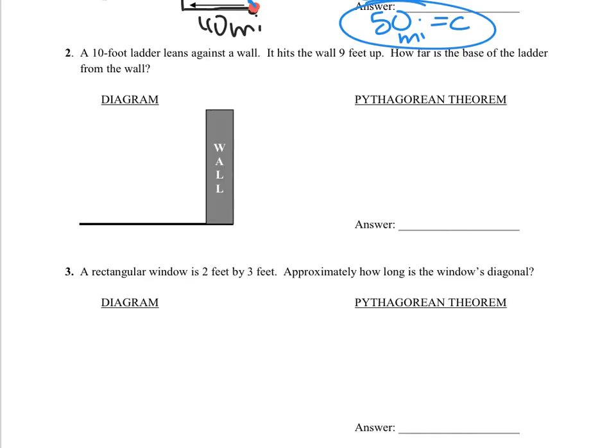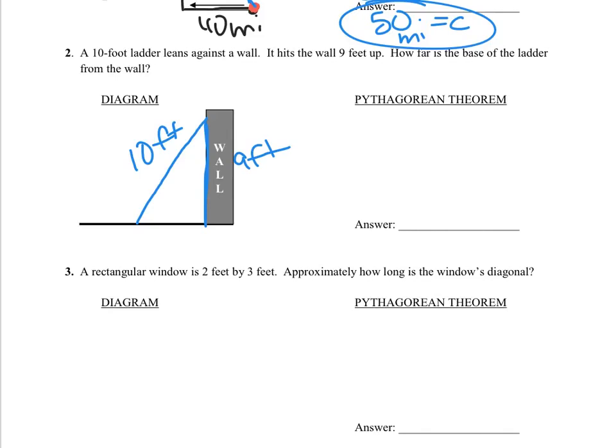Okay, on number two, it says a 10-foot ladder leans against a wall. It hits the wall 9 feet up. How far is the base of the ladder from the wall? So here you've got your ladder, put it in blue. Okay, and it hits the wall, so this is a 10-foot ladder. So they give us the length of the hypotenuse. And it hits the wall 9 feet up.